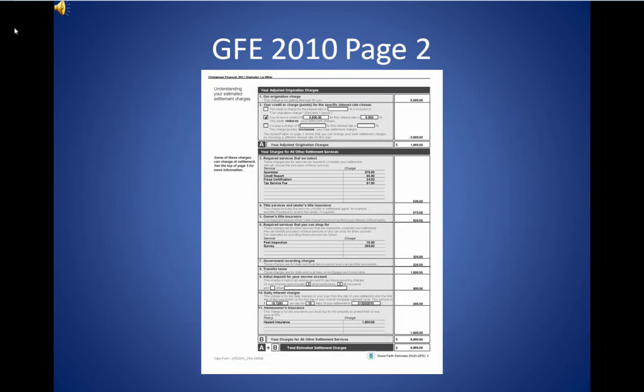Now we're on to page 2. This is where you're going to see most of the changes and the differences, where you're going to have to think different on how you price a loan and how you make sure, A, that you get paid, and B, that you represent the proper things to the customer.